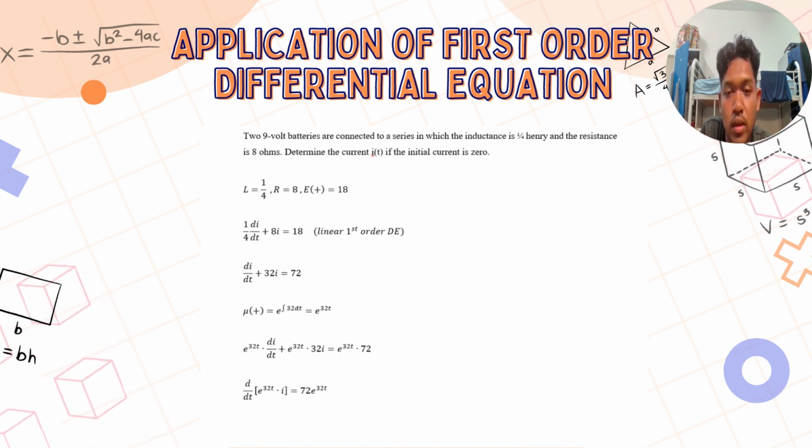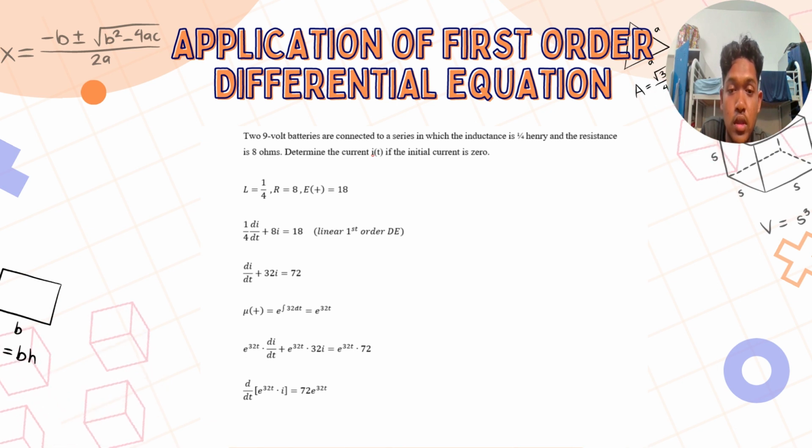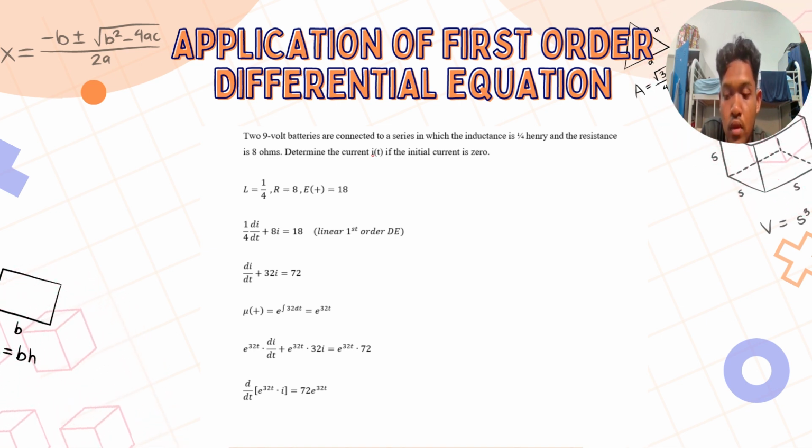Two 9-volt batteries are connected in series in which the inductance is 1/4 Henry and the resistance is 8 ohm. Determine the current I if the initial current is 0.